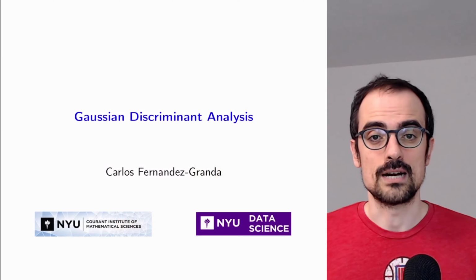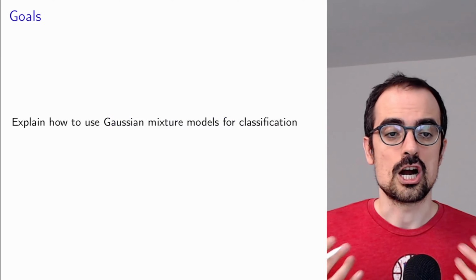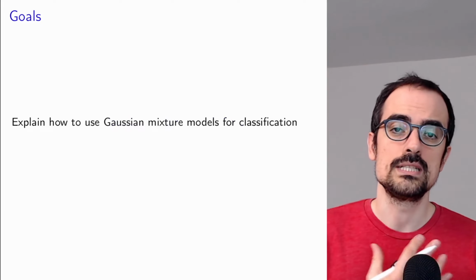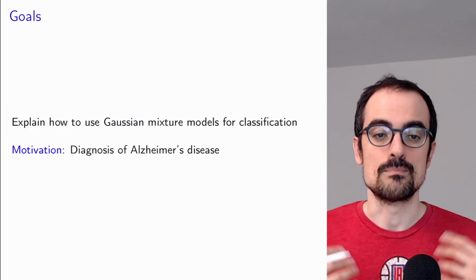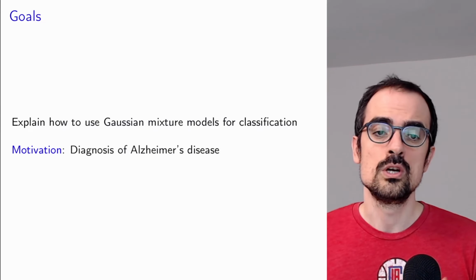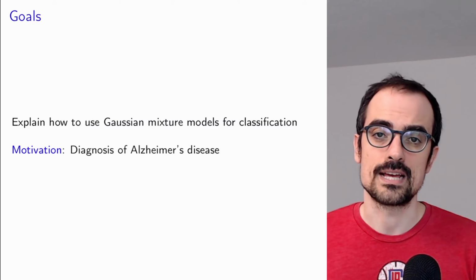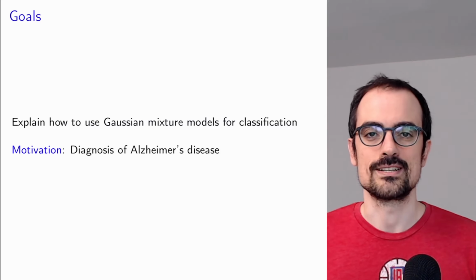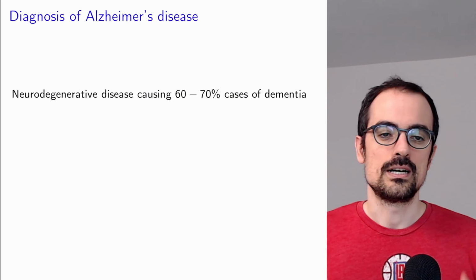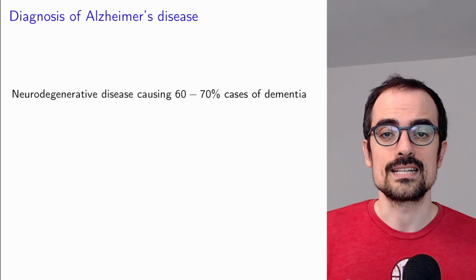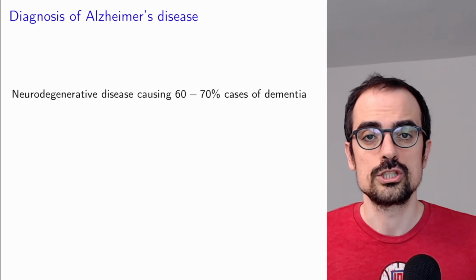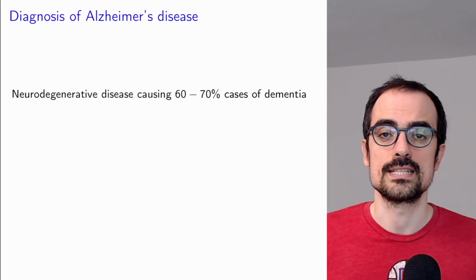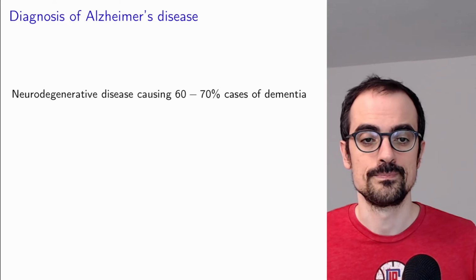So we're going to talk about Gaussian discriminant analysis. Our goal is to explain how to use Gaussian mixture models to perform classification. And as a motivating example, we're going to consider the diagnosis of Alzheimer's disease from magnetic resonance imaging scans. To give a little bit of context, Alzheimer's disease is a devastating neurodegenerative disease which causes between 60 and 70% of the cases of dementia.